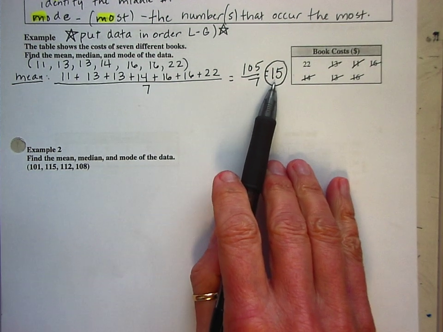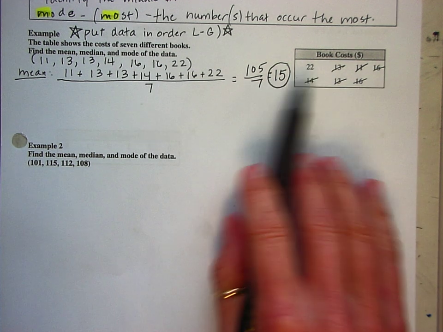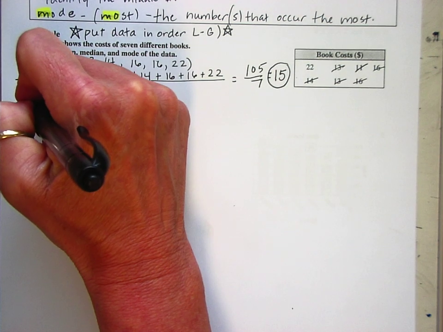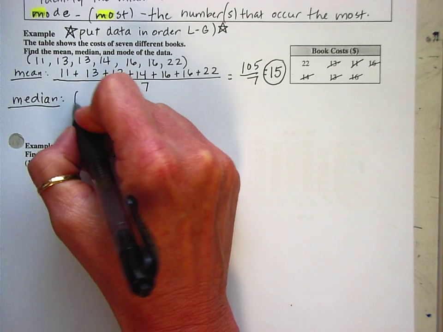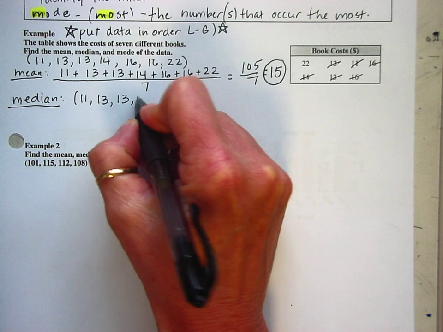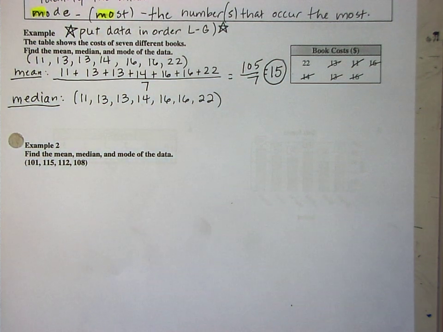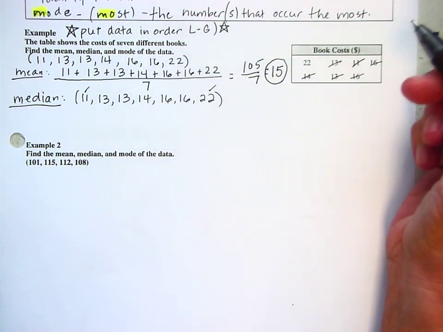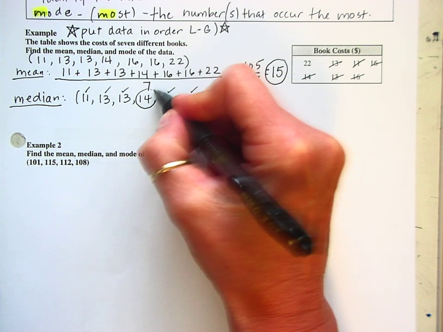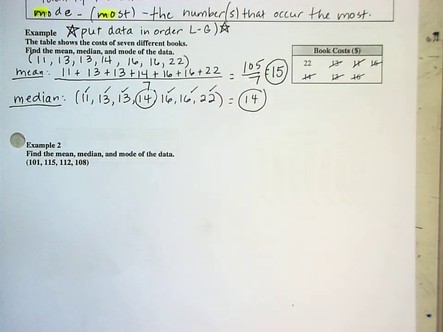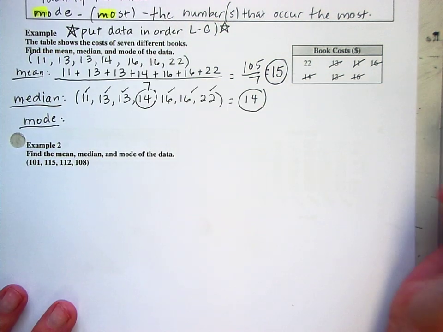And you'll remember from the other video on mean that your mean, your average, should look like your data set, similar number. And it does. All right, so let's do median. I already told you have to put the data in order from least to greatest. We have that. 11, 13, 13, 14, 16, 16, and 22. Okay, so the strategy I use to find the middle number is I simply put little checks and work my way to the middle. So 14 is the median of that data set. It's the middle number.